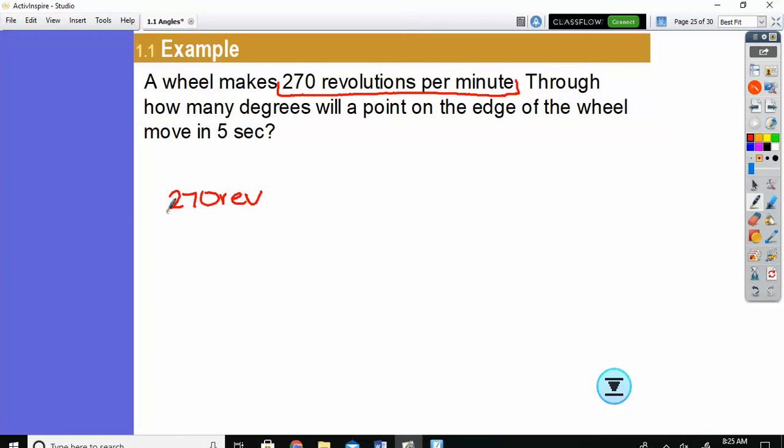270 revolutions. Per is like dividing minute. Okay. First of all, I need to get to degrees. What does a revolution mean?